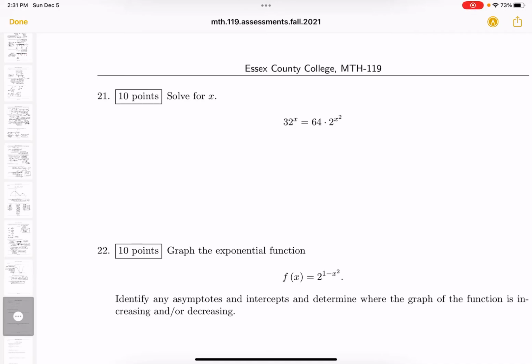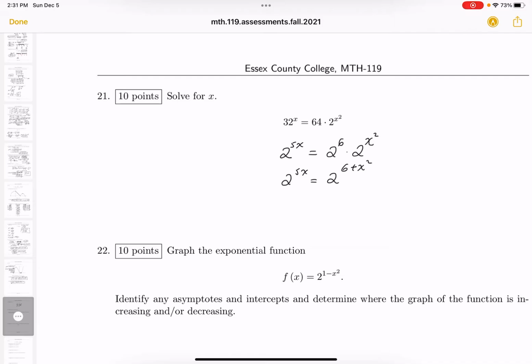Okay, this is question number 1 from the third exam. It says solve for x. I'm going to write this in powers of 2, by the way. So that would be 2 to the 5x. Again, 2 to the 5th is 32. This would be 2 to the 6th times 2 to the x squared. So you get 2 to the 5x equals 2 to the 6 plus x squared.